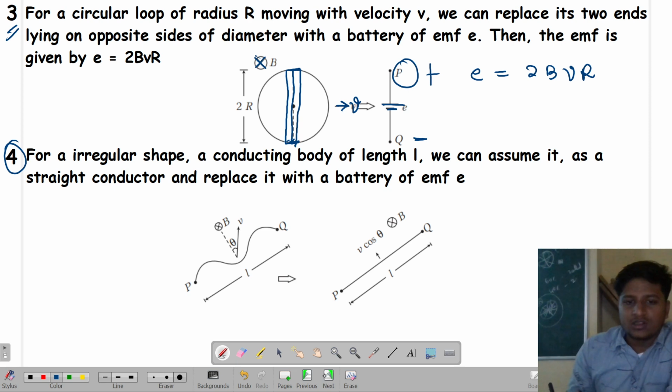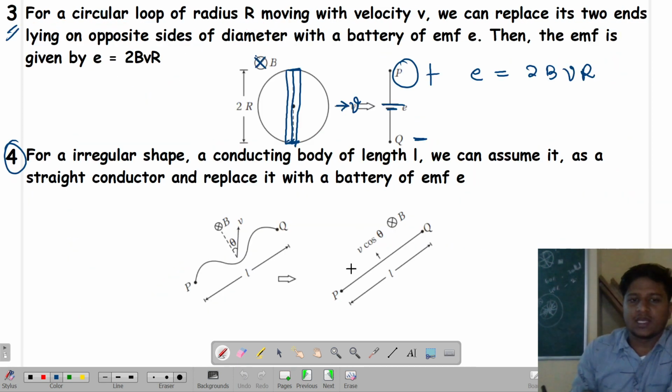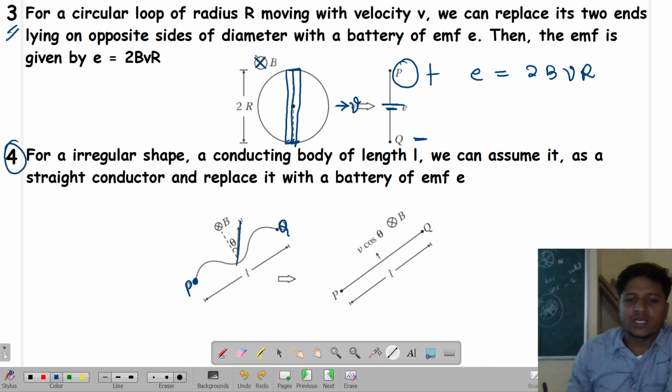Now, we have done all the symmetrical shapes, got it or not? We have done the semicircular arc, then the rod of length L, then the circular loop. Now, I have an irregular shaped loop. The end points are marked as P and Q. Now, this irregular shaped loop is moving with some velocity v.